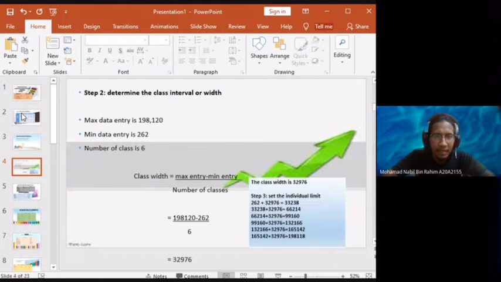Step 2, determine the class interval or width. Max data entry is 198120. The minimum data entry is 262. The number of classes is 6. The class width is max entry minus minimum entry divided by number of classes. So the class width is 32,976.